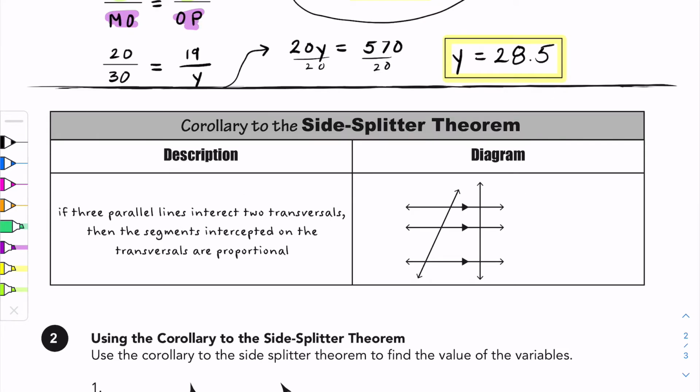The next theorem is called the corollary of the side splitter theorem. This says that if three parallel lines intersect two transversals, then the segments intercepted on the transversals are proportional. Here's our three parallel lines in our diagram. I'm going to label the segments.